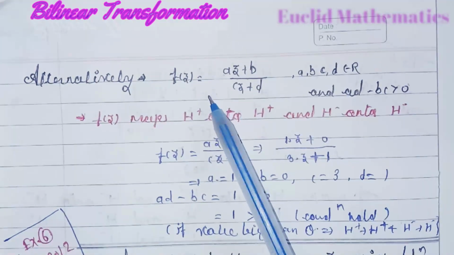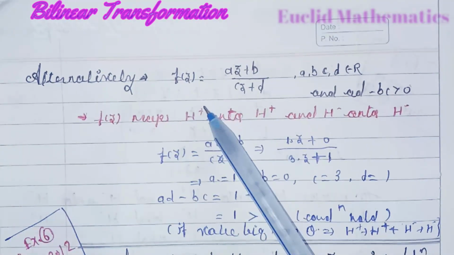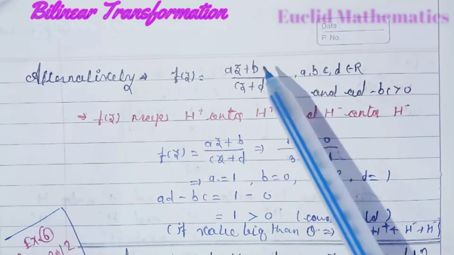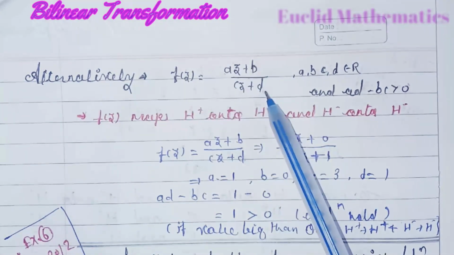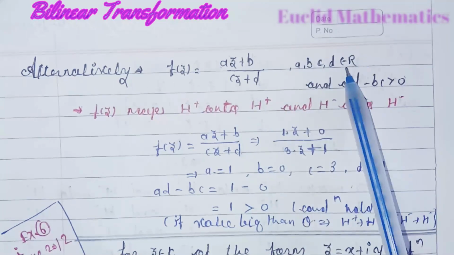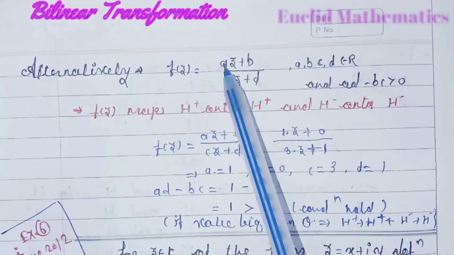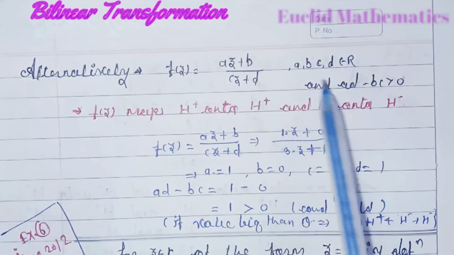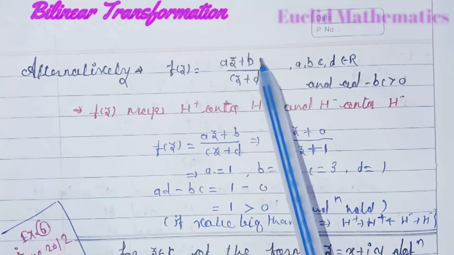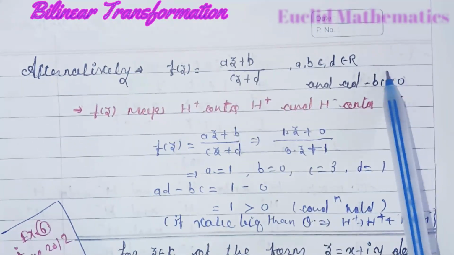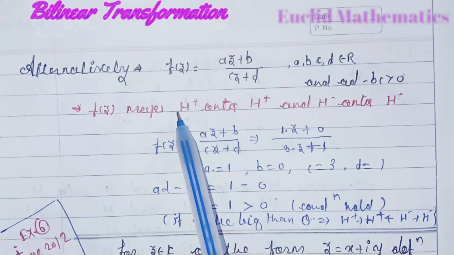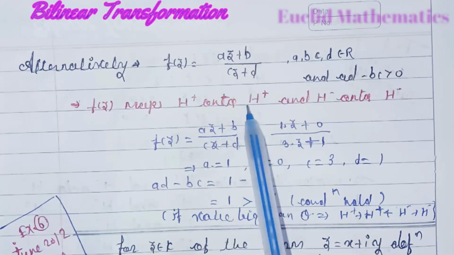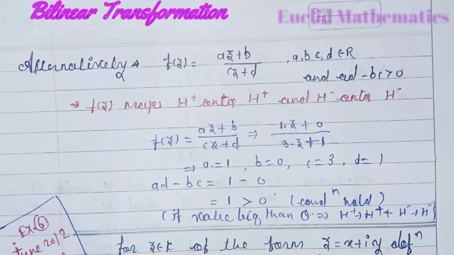So this is the actual definition of a bilinear transformation, the Mobius transformation. We convert our f of z into the form az plus b upon cz plus d, where a, b, c, d are all real numbers. If ad minus bc, that means a multiplied by d minus b multiplied by c, is bigger than 0, then the upper half plane maps to the upper half plane and the lower half plane to the lower half plane.